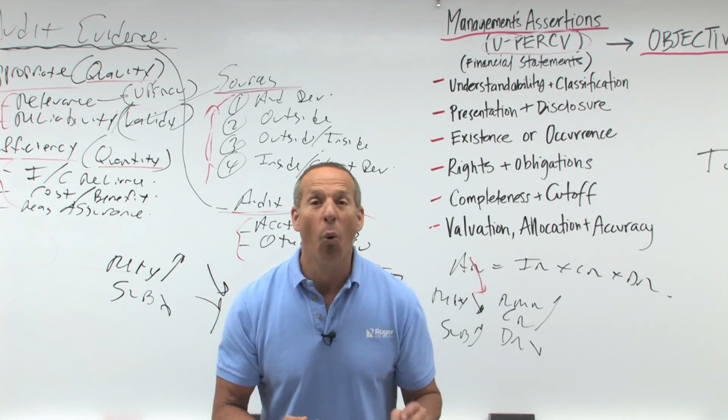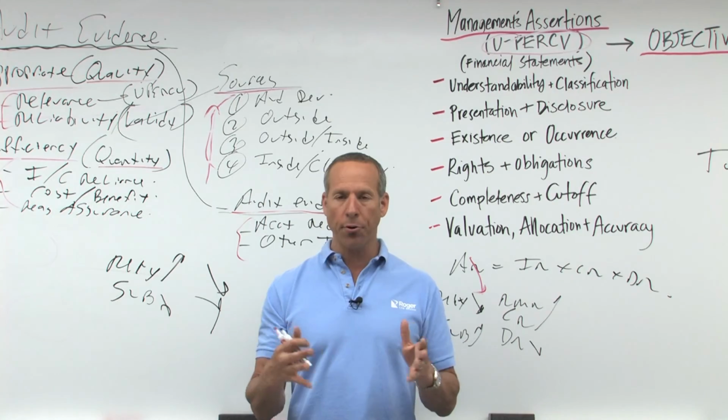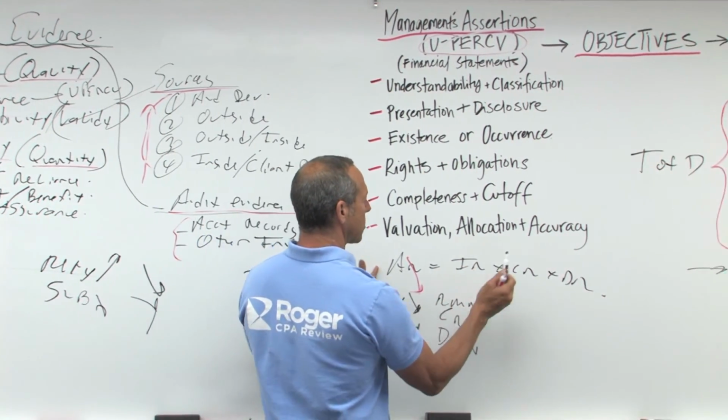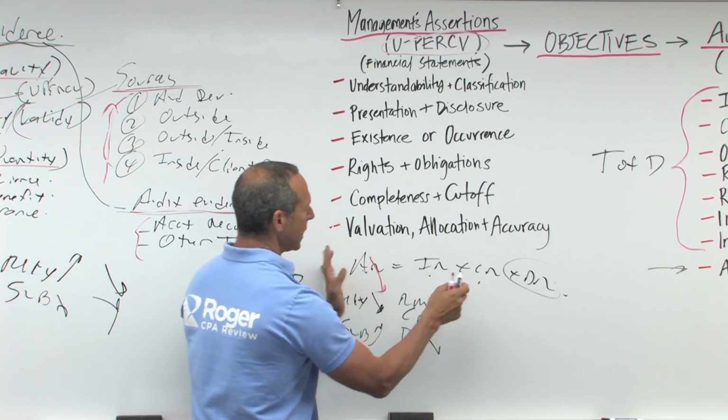Now, all this stuff wasn't that fascinating, but let's summarize, okay? What did we just say? We said audit risk equals, and we'll do it right here. Audit risk equals IR times CR times DR. In solving for DR, audit risk over IR times CR equals DR.